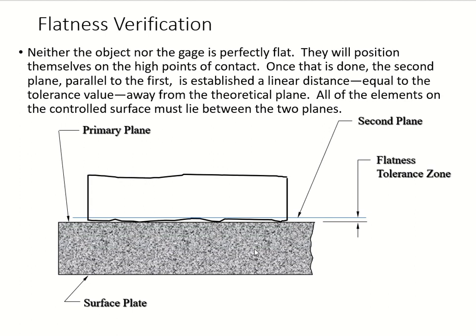So here we go, your object and then your gauge. Your primary plane is right here, your second plane is right there, and this little space between the primary and the second plane is where you're going to examine your flatness, and that's your tolerance zone. When we say the high points, this one right there. So all of the elements of your control surface have to lie between the two planes, so we can determine how flat that is. So that's your surface plane.